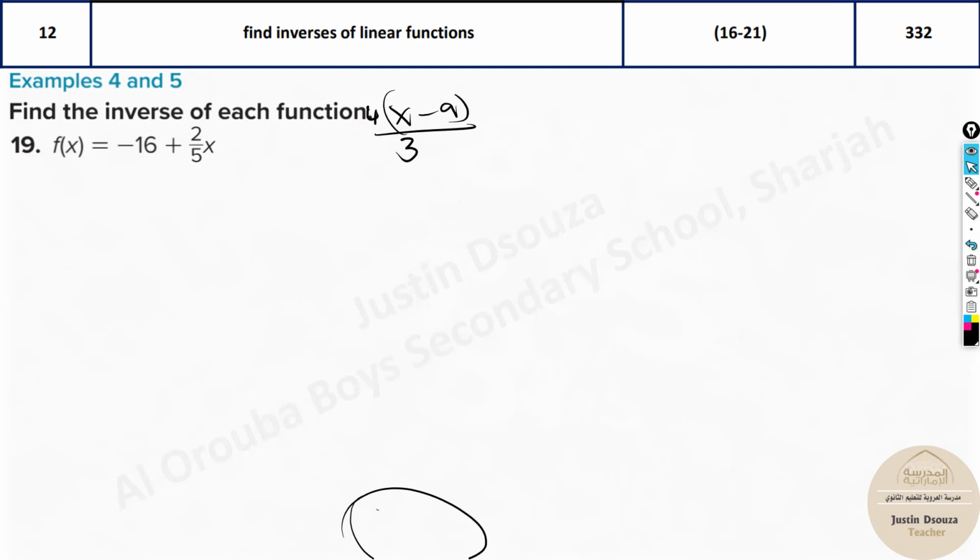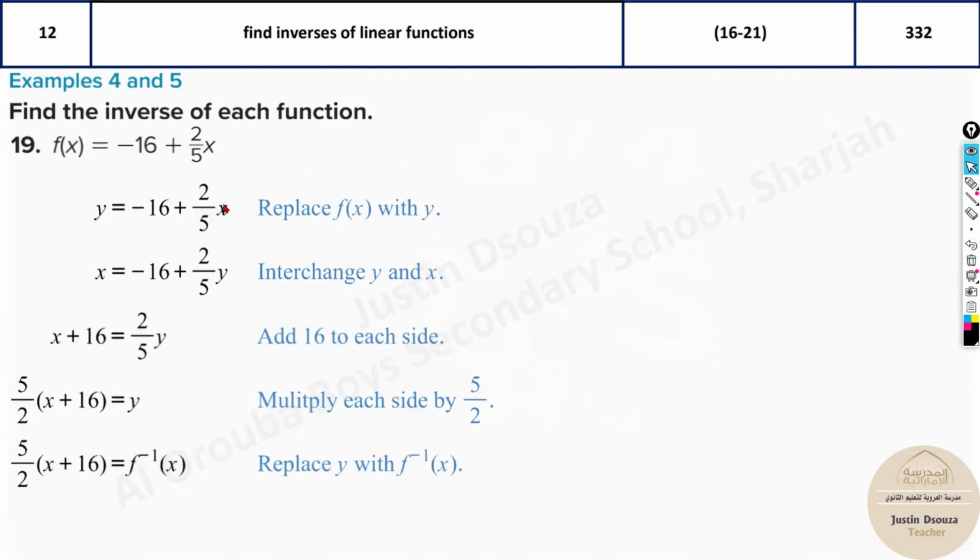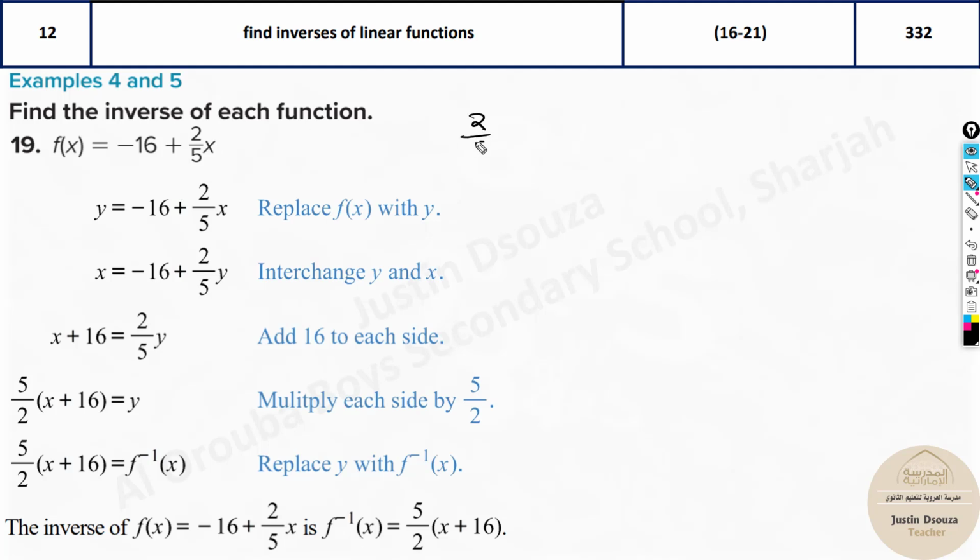Same thing over here, you can directly think of the inverse or you can do it in steps and finally get the answer. Over here, I would personally prefer to keep this x term first, then write the numbers. So it will be x plus 16, and now this 5 goes up, 2 comes down. So it's 5 by 2, x plus 16. Let's check the answer. Yes, that's the answer. Direct inverse. Inverse means plus becomes minus, this 2 by 5 becomes 5 by 2, or multiplication becomes division.